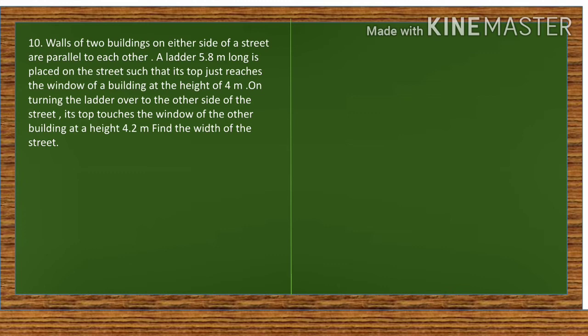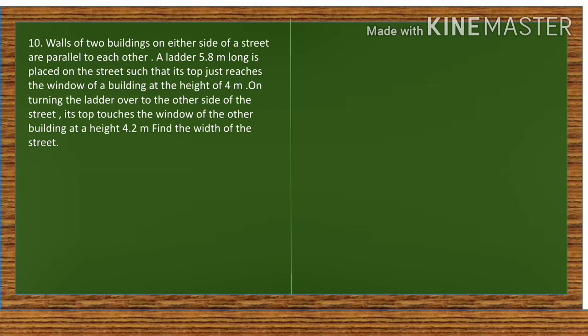Now the last question from that exercise. The walls of two buildings are on either side of a street. They are parallel to each other. A ladder 5.8 meter long is placed on the street such that its top just reaches the window of a building at a height of 4 meter. On turning the ladder over to the other side of the street, its top touches the window of the other building at a height of 4.2 meter. So find the width of the street.